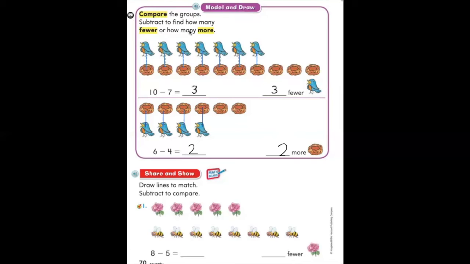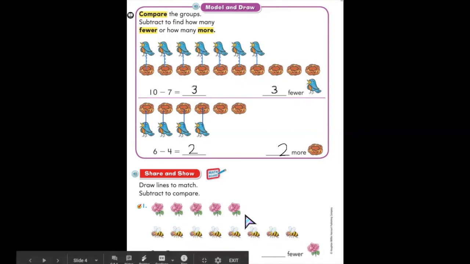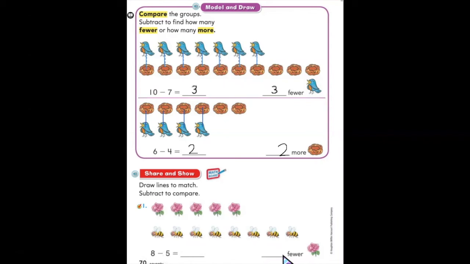At the bottom, we see share and show. Draw lines to match. Subtract to compare. Let's take a look at number 1. We see that we have a group of flowers and a group of bees. Our job is to figure out how many fewer flowers there are than bees.